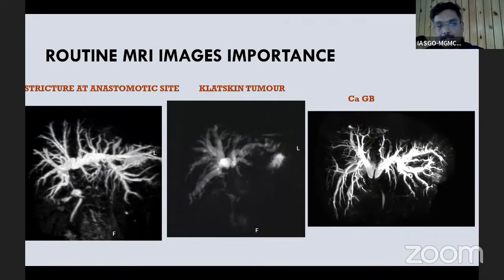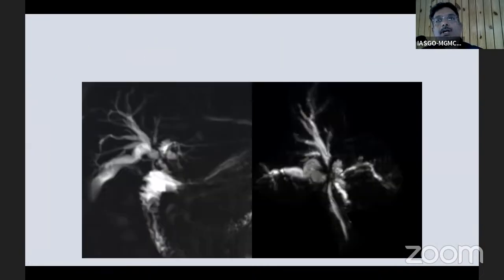surgical jaundice. These are three cases with hilar block, one with a stricture at the anastomotic site post-operatively. This is a Klatskin tumor, and this is a carcinoma gallbladder which has infiltrated into the hilum. We cannot differentiate between these three etiologies just on the basis of MRCP images. We need other images like T2-weighted, diffusion and contrast images to differentiate between these etiologies.